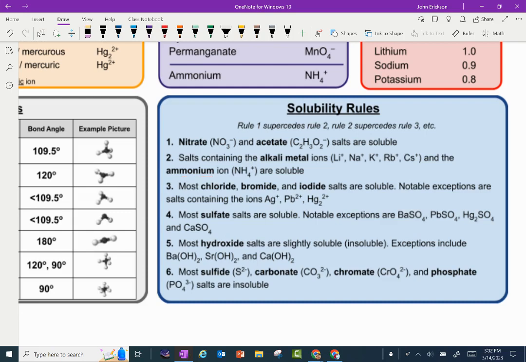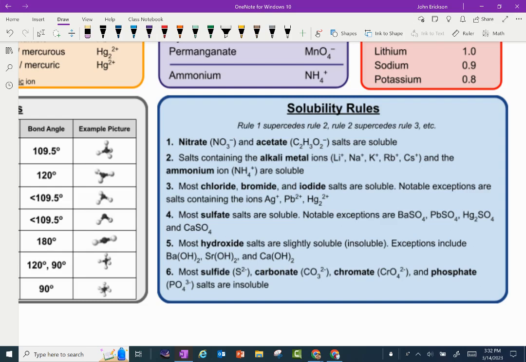Sometimes two rules apply. Note that at the beginning it says rule 1 is more important than rule 2. We follow that rule first. So if you find a compound and there's two different rules that apply, go with the first rule to decide what dissolves and what doesn't.